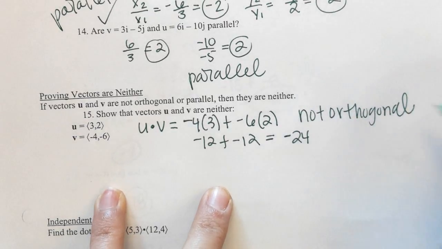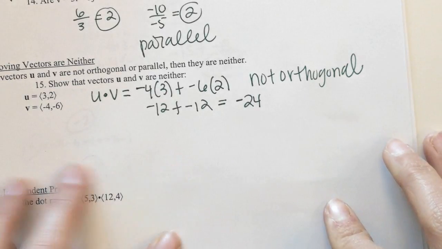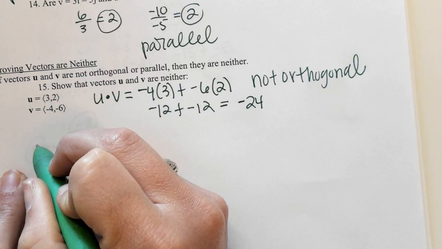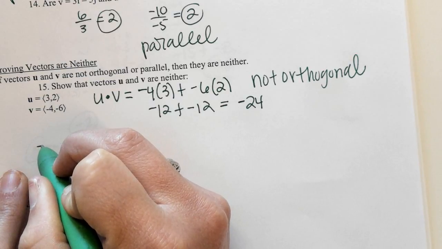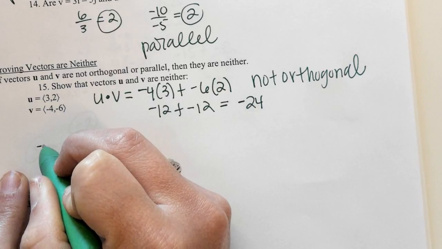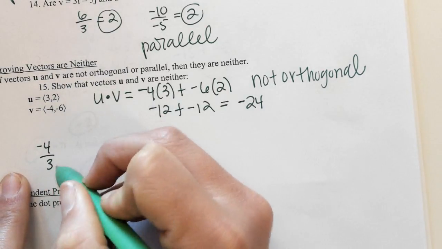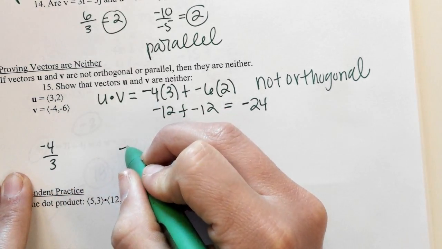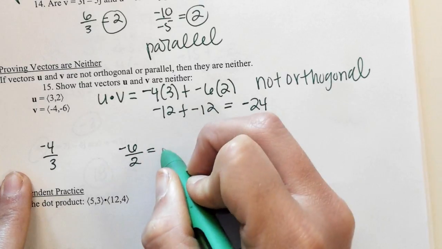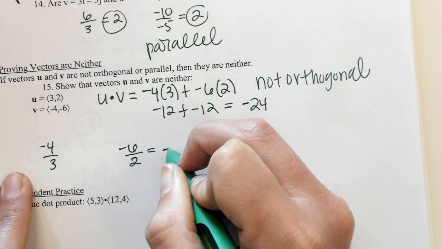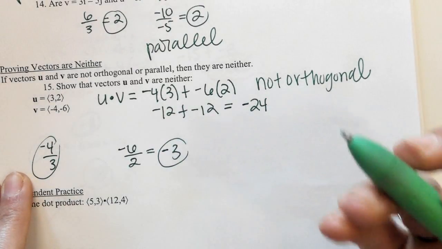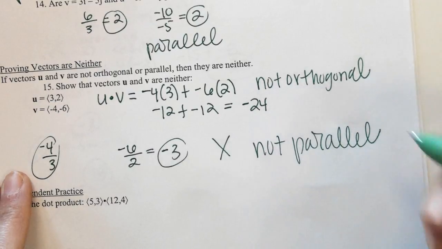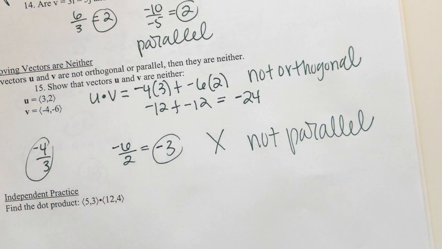How do we check if they're parallel? Divide what? 6 by negative 3. Negative 4 divided by 3. Yes. And you don't actually have to find the decimal. You can just leave it as a fraction. And then you would also divide negative 6 by what? This would be what when we divide? Negative 3, right? Are negative 3 and negative 4 over 3 the same? Nope, so they're not parallel. Easy enough?